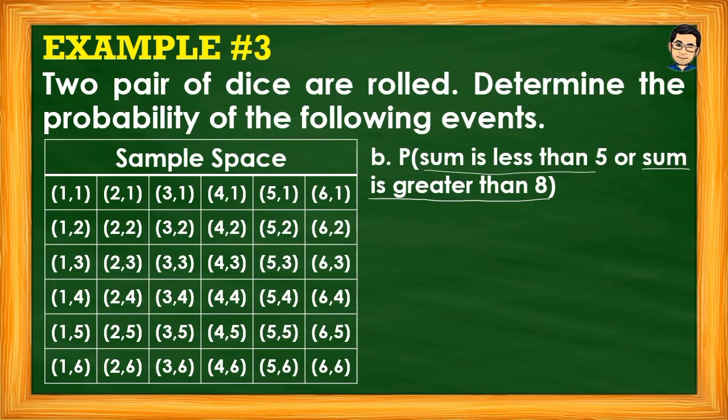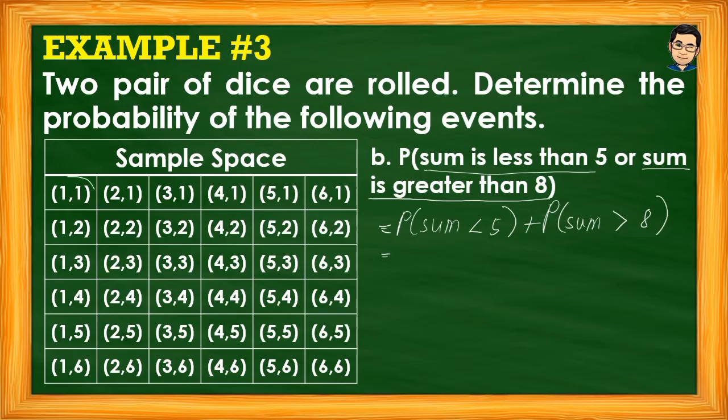So, dun muna tayo sa sum is less than 5. So, sulat lang natin, sum is less than 5 plus sum is greater than 8. Okay, so sum is less than 5. So, bilugan natin lahat yon.